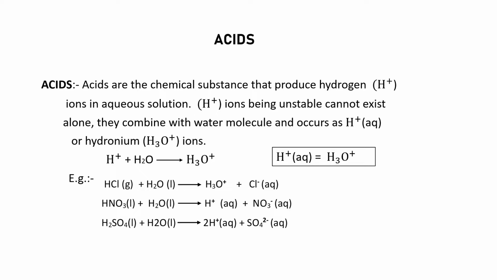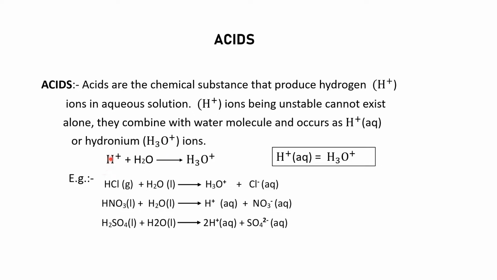So now the first is acid. What are called acids? Acids are the chemical substances that produce H+ ion in aqueous solution, and this H+ ion is also known as hydrogen ion. These hydrogen ions, being unstable, cannot exist alone, so they combine with a water molecule and occur as H+ (aq) or hydronium ion. In both cases it remains the same. H+ aqueous means hydrated H+ ion, which is known as the hydronium ion.